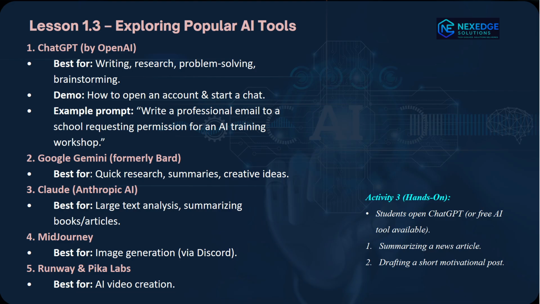So we'll do a brief hands-on now. You open your ChatGPT, or any AI tool that you like to use. On it, you summarize a news article. Just look for a news article online, then copy and paste it. After that, you also draft a short motivational post. So let's do that to see how far your understanding of this course has gone.